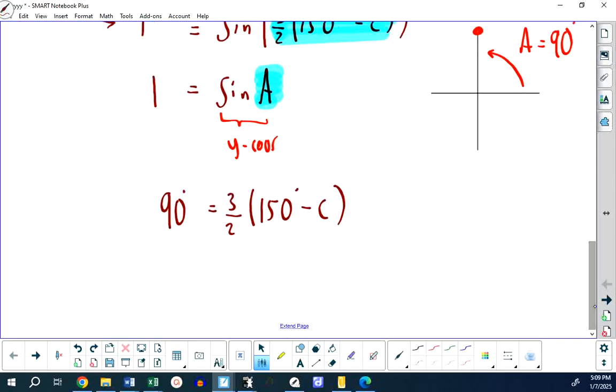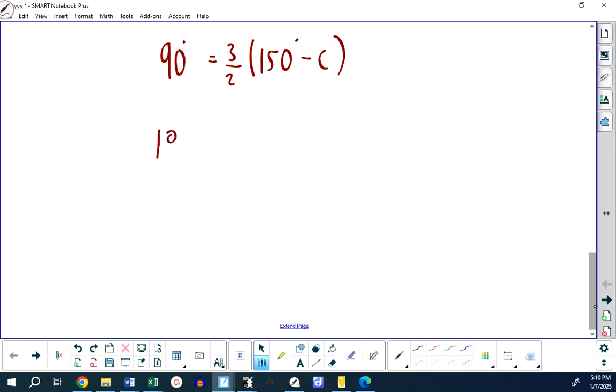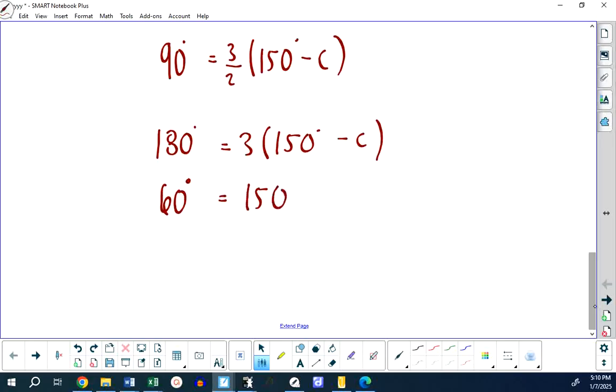If I multiply both sides by 2, I get 180 degrees equals 3 times 150 degrees minus c. I can divide both sides by 3 and get 60 degrees equals 150 degrees minus c. If I add c to the other side and I subtract 60 from the other side, I end up with c is equal to 90 degrees. That's just a fluke that it's the same as that angle.